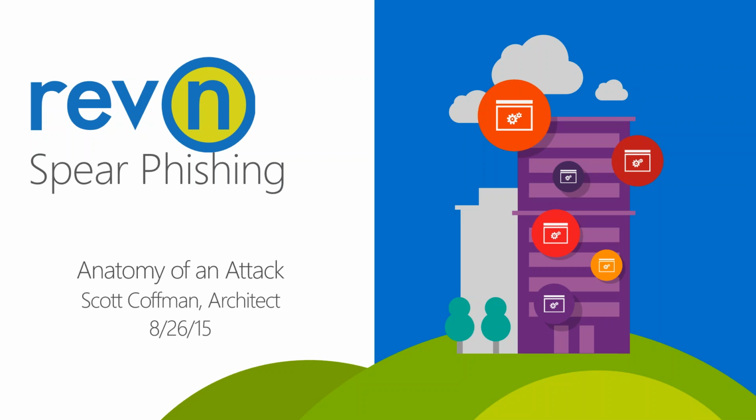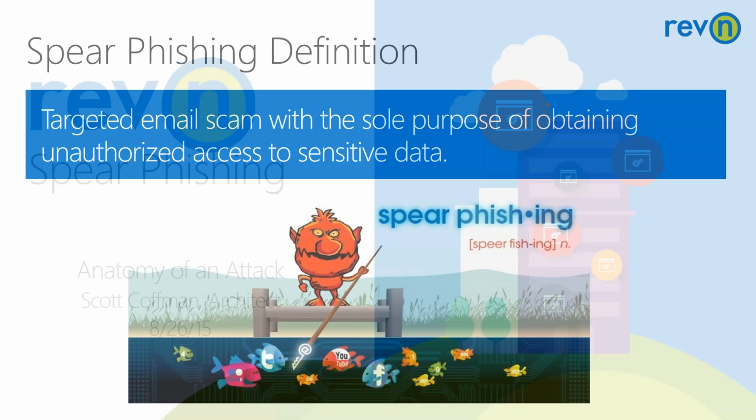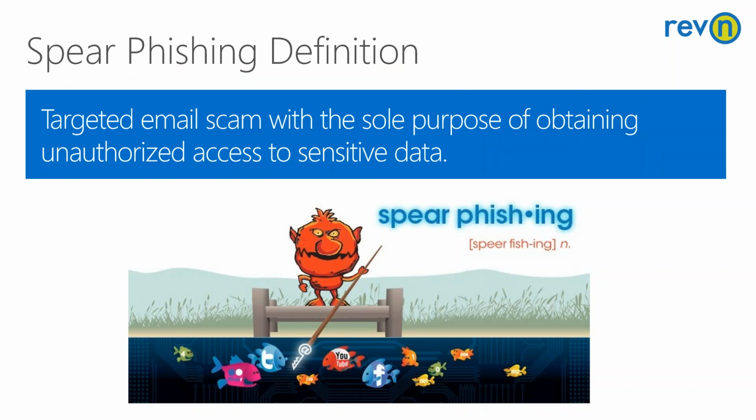Thank you, Mr. Ratterman. Thank you, everyone, for joining us today. If you remember, a few months ago, we had a lunch and learn on spam and phishing. Due to the rise of certain attacks referred to as spear phishing, I thought it was a good idea to talk about this specific example of targeted malware. The definition of spear phishing: a targeted email scam with the sole purpose of obtaining unauthorized access to sensitive data. The key word here is targeted. That's the key difference between spear phishing and just plain old phishing.